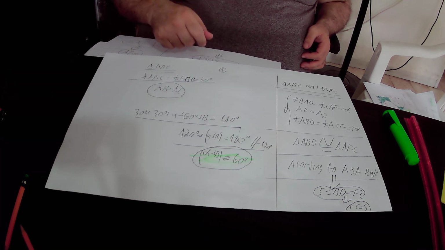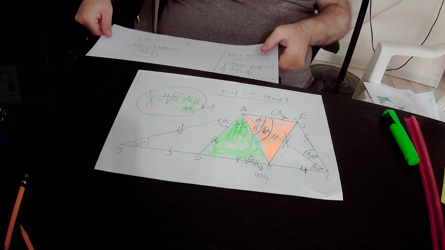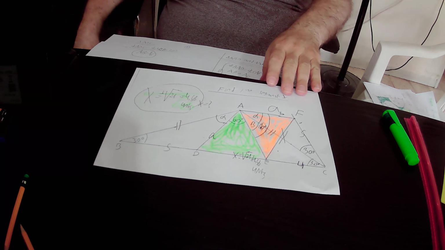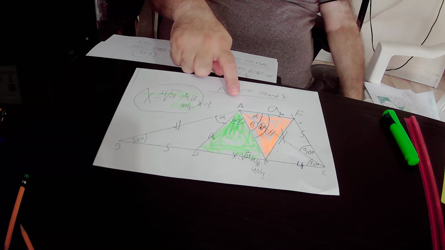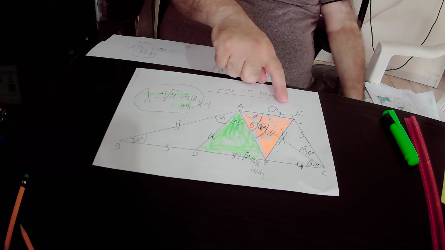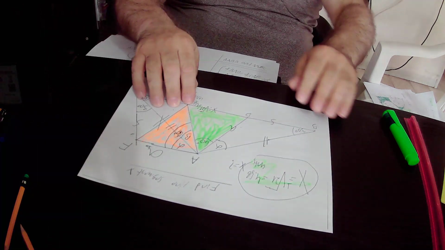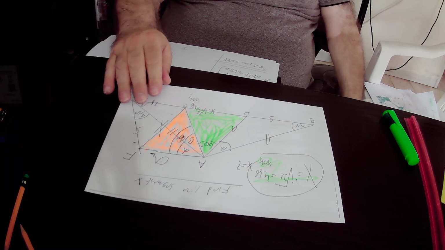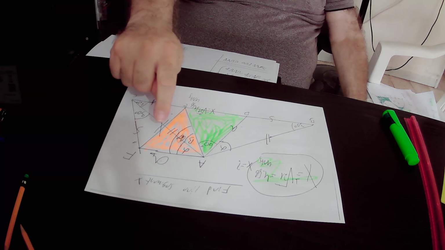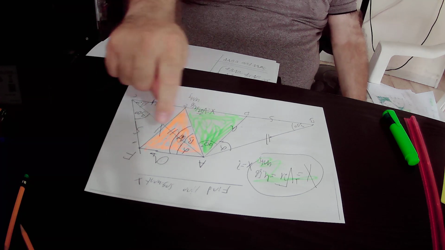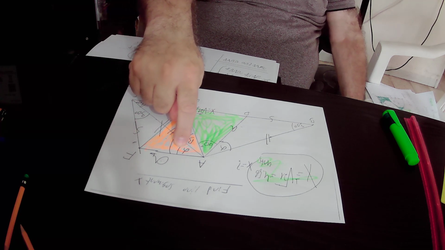Then we made a construction from point A. From point A, we draw a straight line in such a way that angle CAF will be equal to alpha, so this angle equals alpha according to our construction.